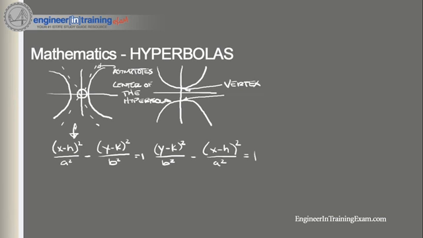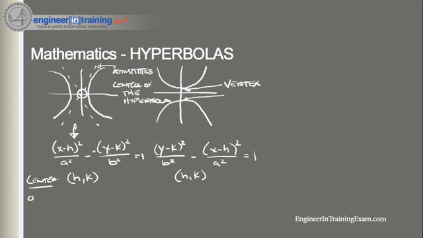Now there's a couple things that we can quickly define if we're given an equation in either of these forms. Number one, we can define where the center of the hyperbola is. And in both of these cases, the center is going to be located at (h, k). So if we're given an equation and we have numbers where h and k are, we can just quickly define the center of that hyperbola, where those asymptotes cross.